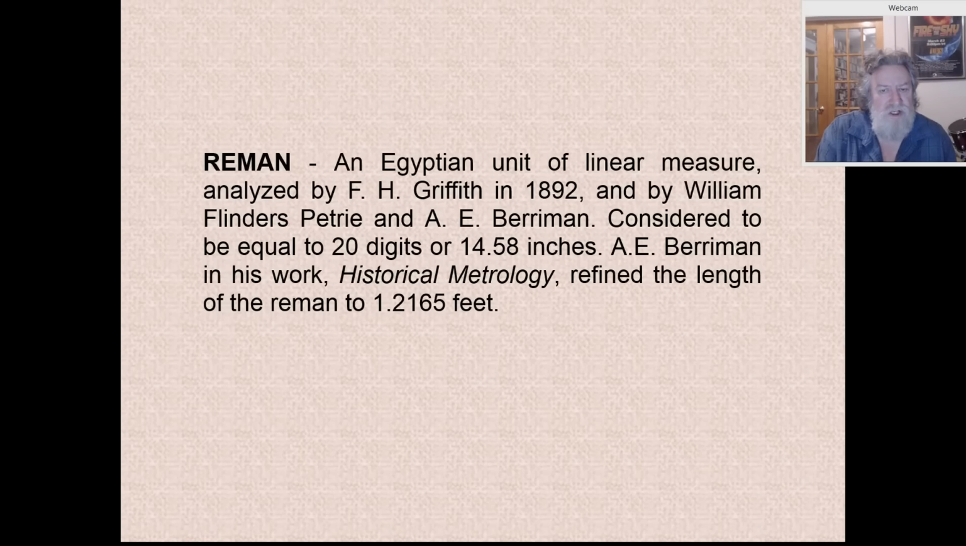Okay, so now the digit was a unit of measurement, perhaps from Egypt, that appears to have been used universally in the ancient Mediterranean world, and 20 of those digits yielded 14.58 inches.